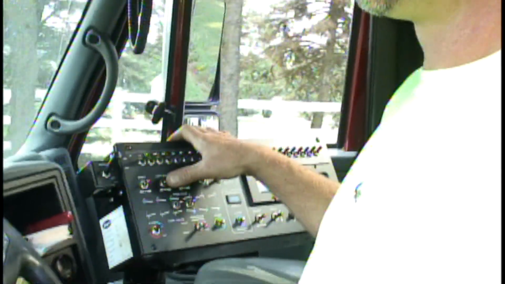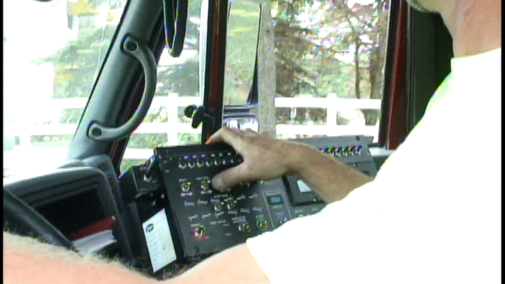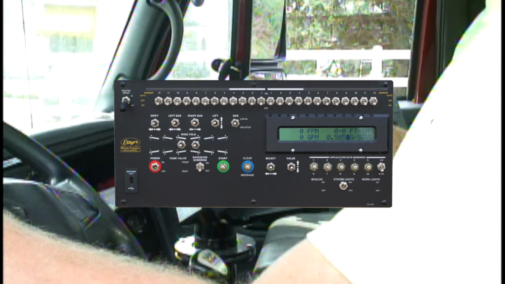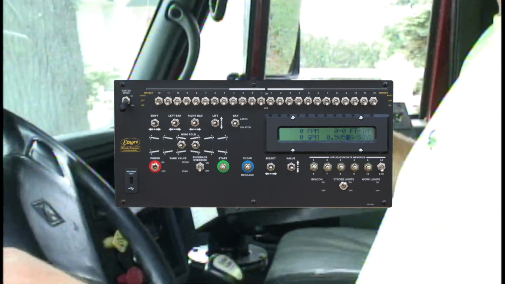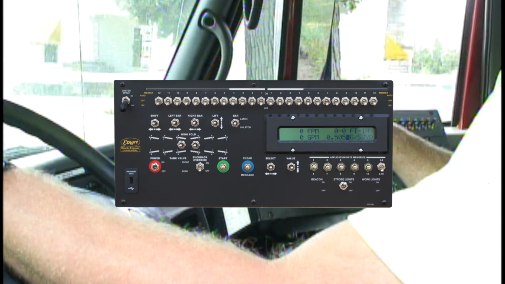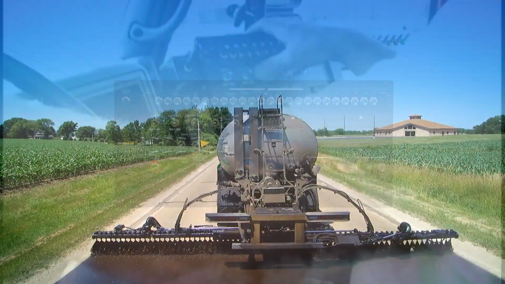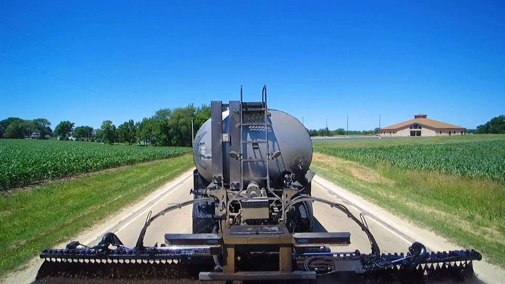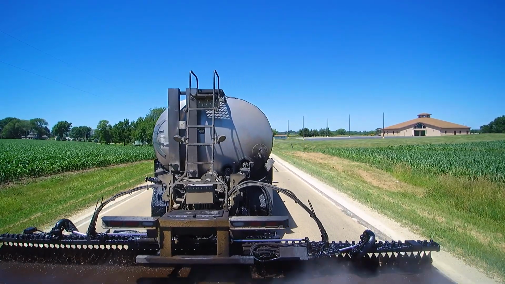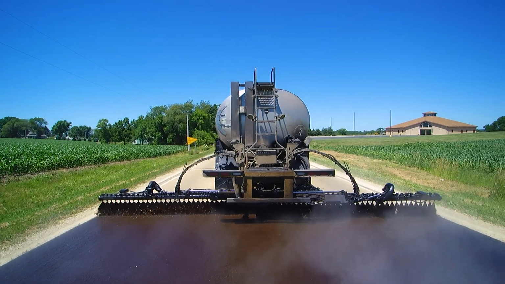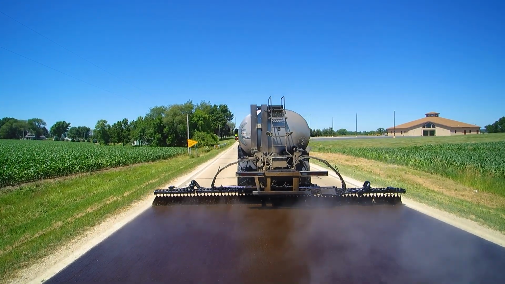The Centennial distributor utilizes a computer to control the pump's output. This allows the operator to vary the width of the spray without having to manually adjust the output, as the computer senses the change in width. This feature keeps the amount of asphalt per square yard sprayed on the ground constant, regardless of truck speed or bar width.